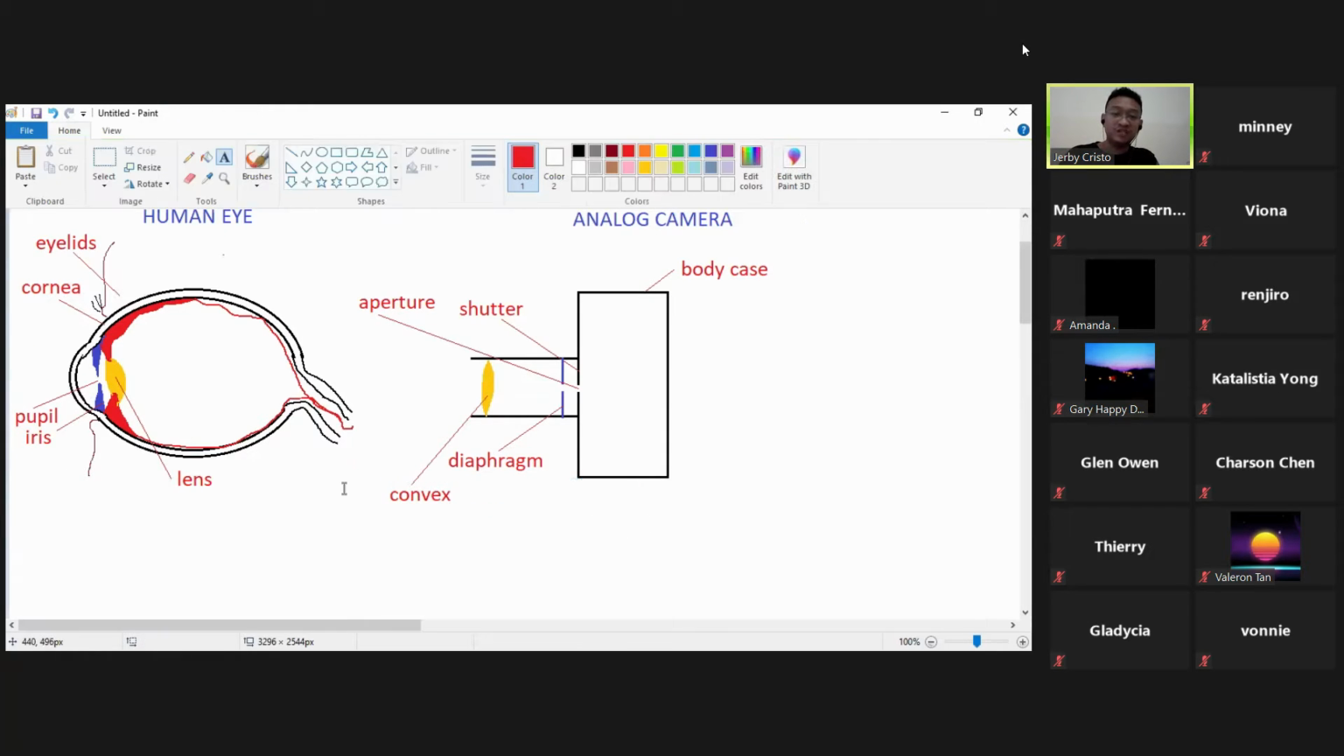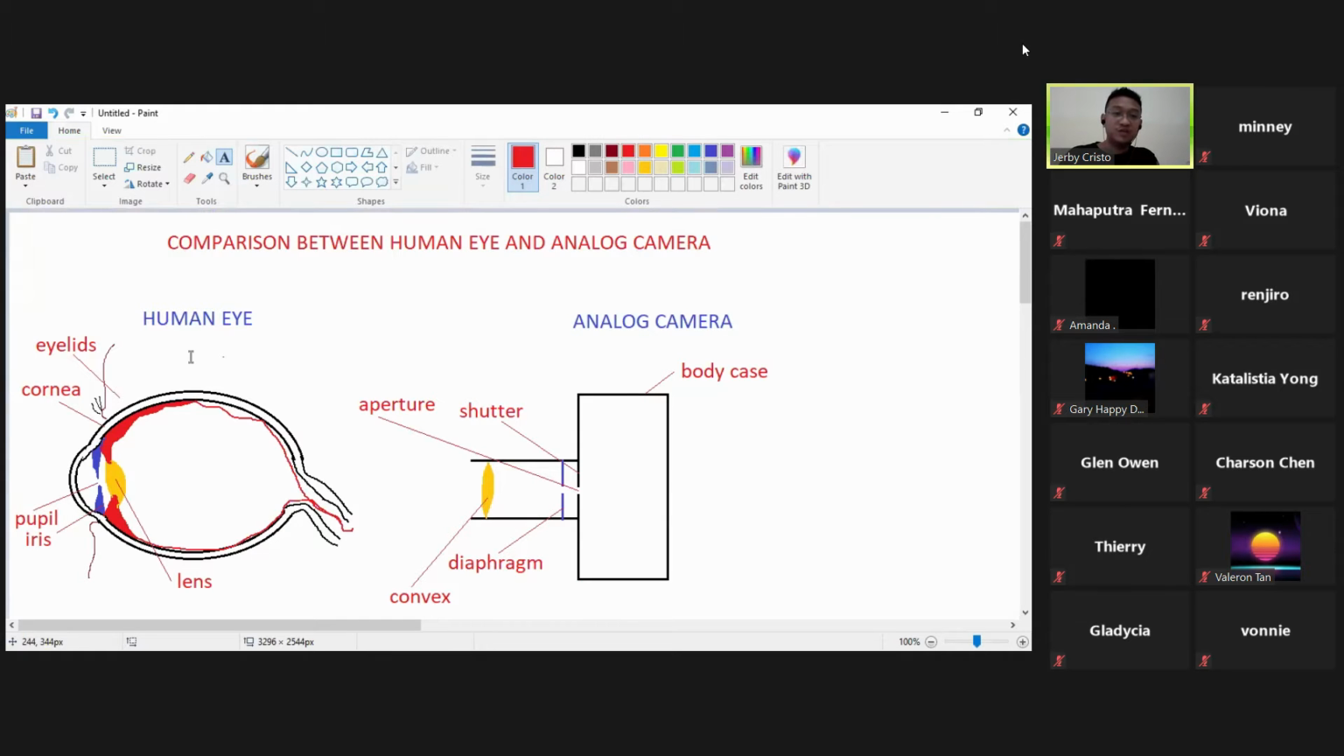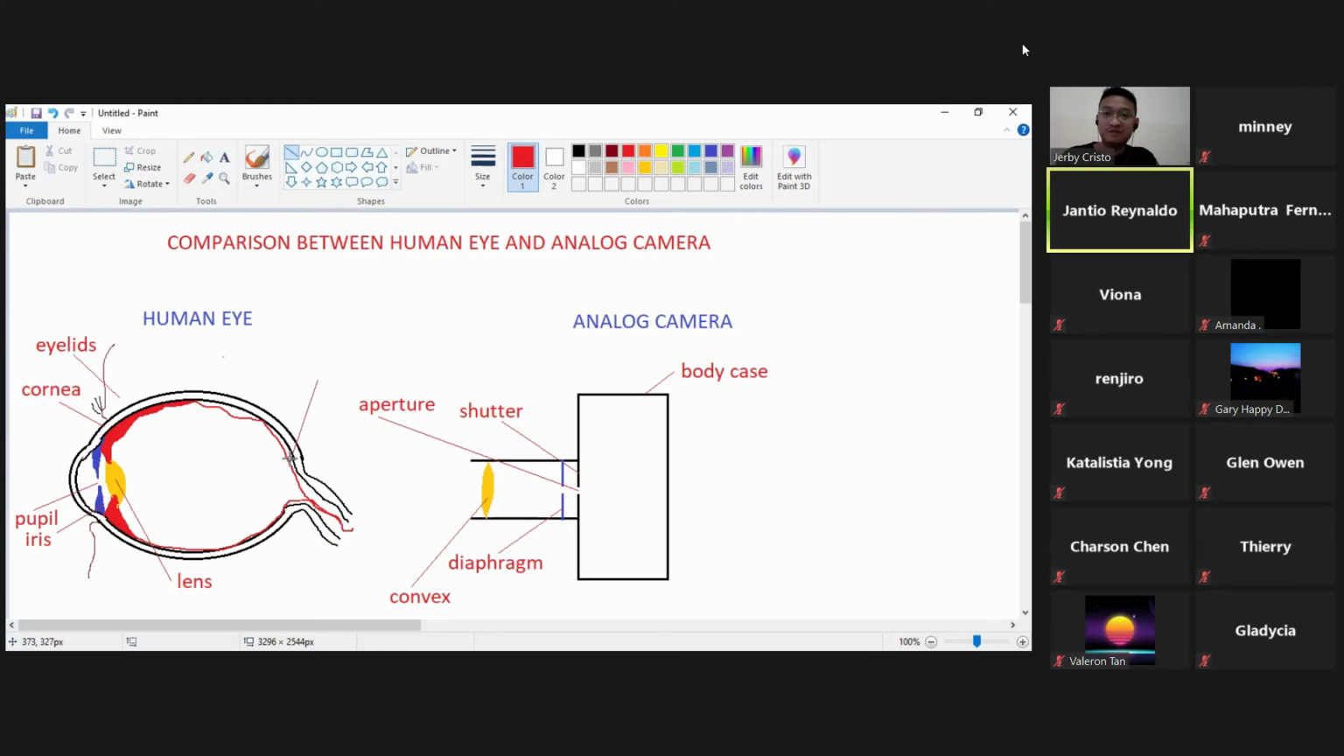And where is the image focused? So for the human eye, the image is focused at this part where some group of cells are found, such as cones and rods. Okay, so what do you call this part of the human eye where the image is? Retina. Yes, that's right, Jantio. We call that the retina.